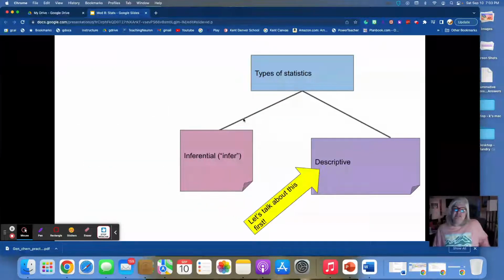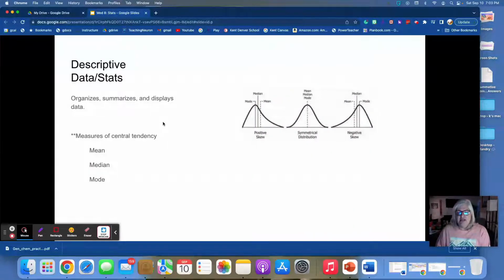There are two types of statistics you need to know. There's inferential and there's descriptive. We're going to start with descriptive. So let's just jump right in. This is what you think of probably when you think of statistics. So it's measures of central tendency. You hear about mean, median, and mode. This is how you take your data, you're going to organize it, you're going to summarize it, and you're going to show it graphically.